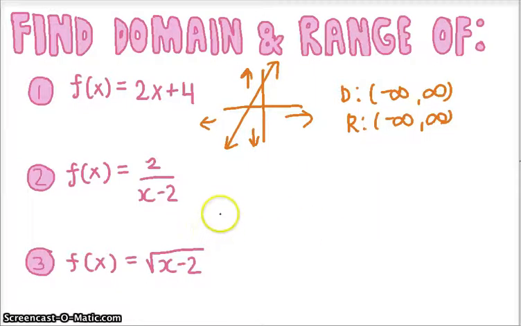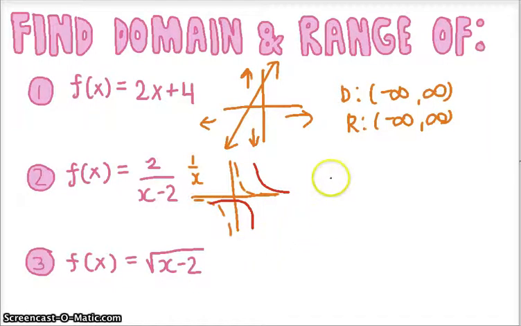So now we have f(x) = 2/(x - 2). And when we think of this graph, we know the graph of 1/x is going to look something like this. And since this is x - 2, we're going to shift that 2 to the right. So it's going to look something like this. And so when we think of the domain, we know that the red graph, which is my estimate of 2/(x - 2), is going to keep going to the right, and it's going to keep going to the left.